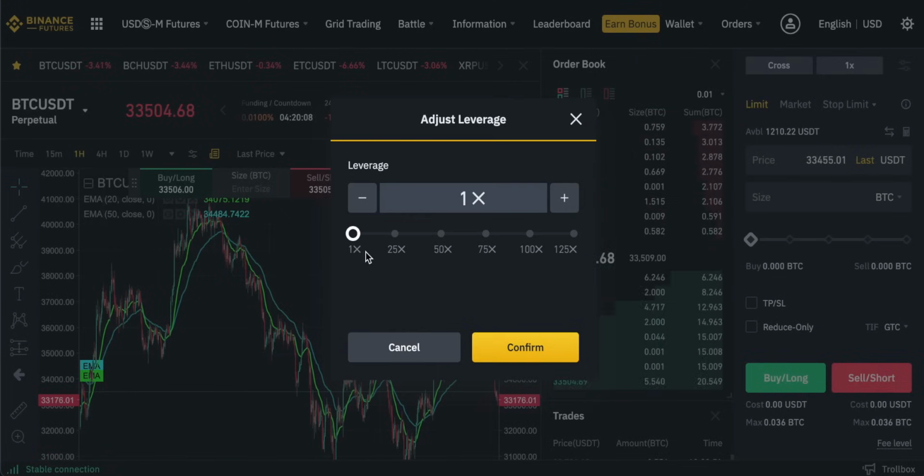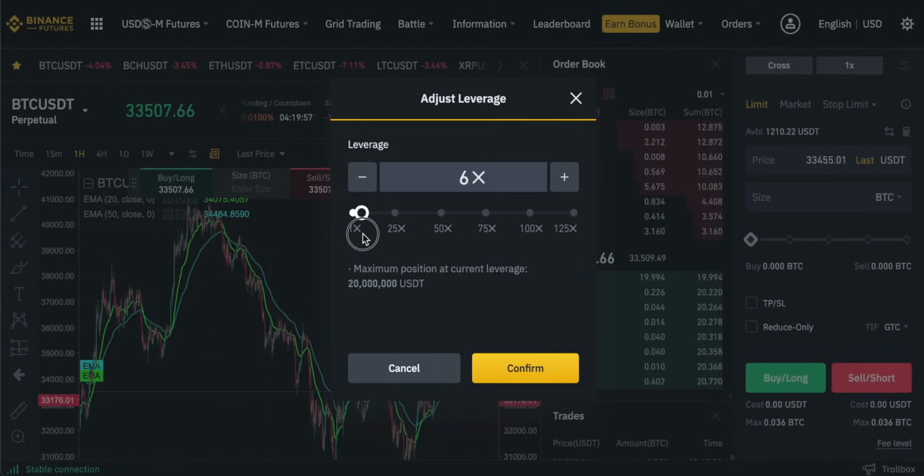So if you have $1,000 on account, you'll be able to trade open positions that are worth $1,000. And if you go to 5x or 10x, obviously that just means you can trade 5 or 10 times the value of the collateral that you have on account. You can deposit either USDT or BTC, like I said.